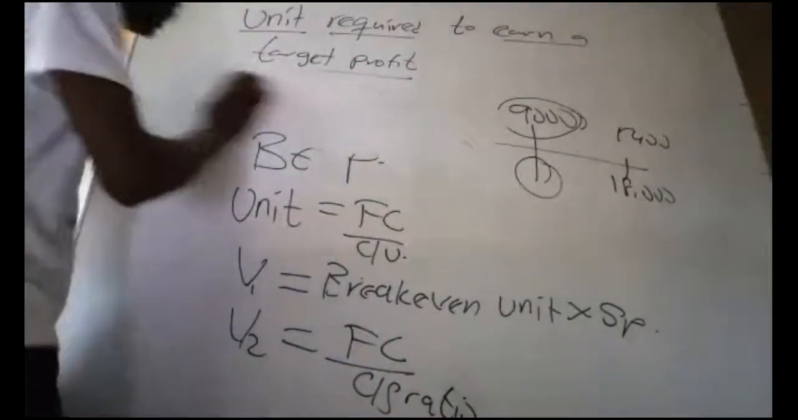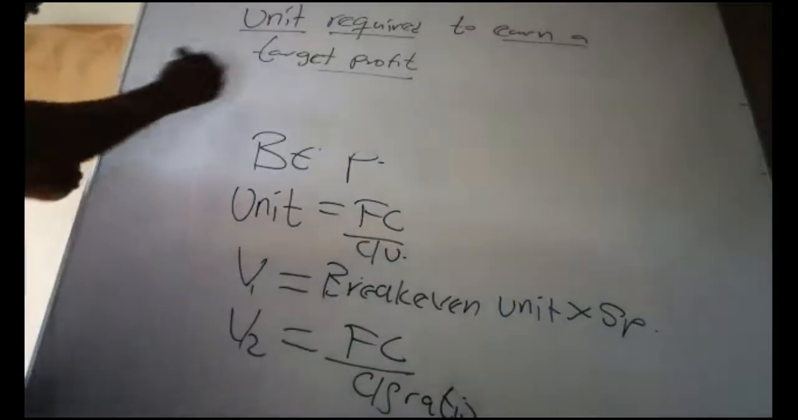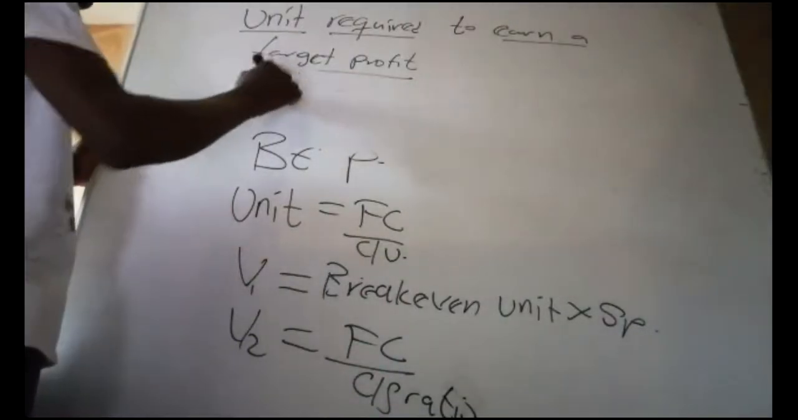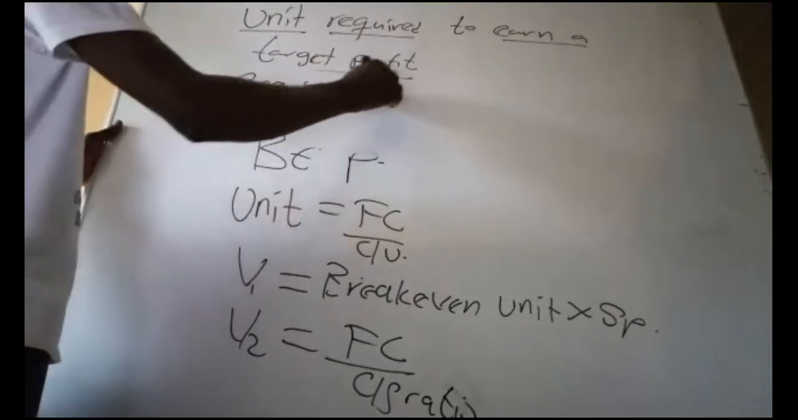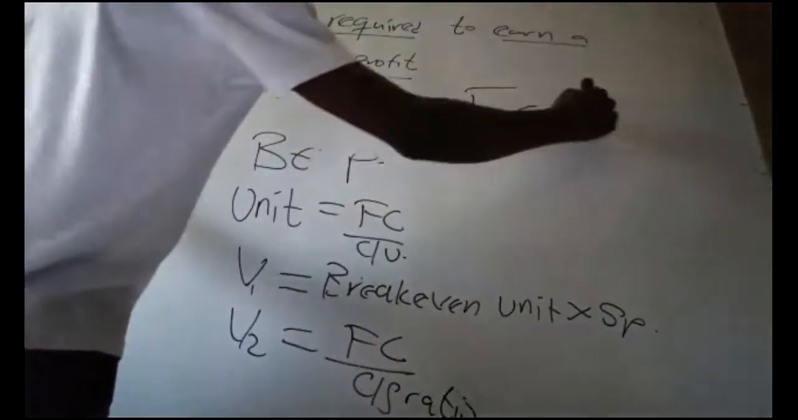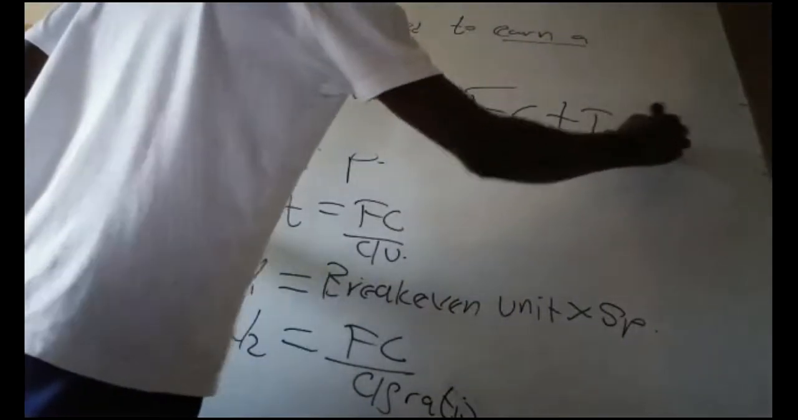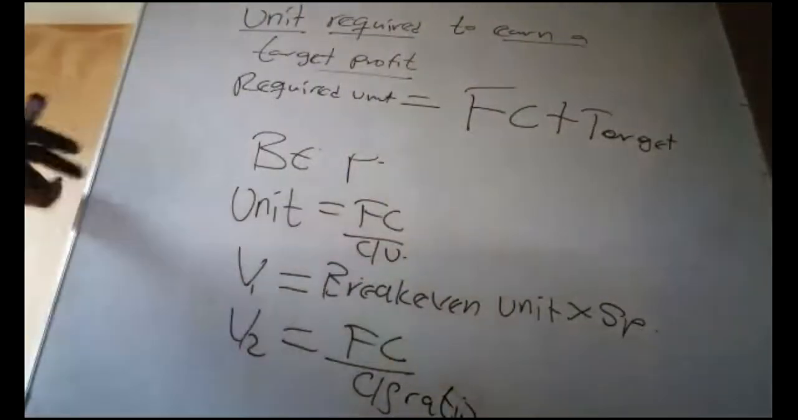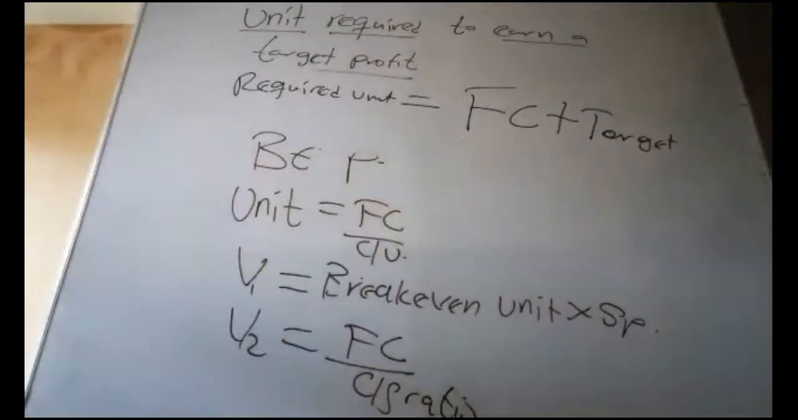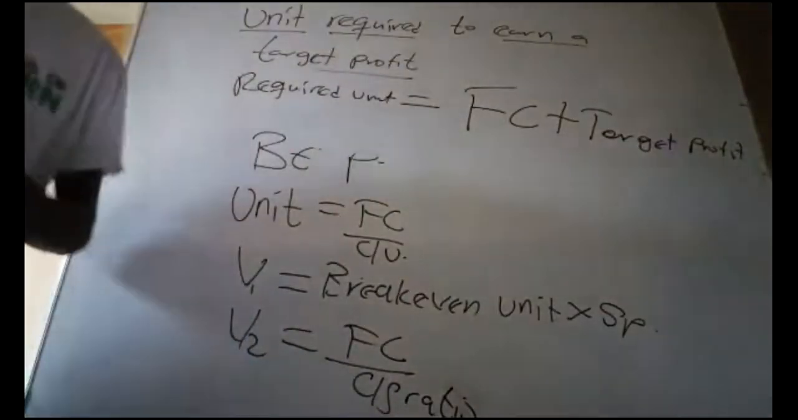So the formula will be like this. Like I said, these are purely formula works. So the required unit is equal to the fixed cost plus the target profit. That's the target profit. Please, target, not my name. The target profit. Like your required margin, your desired margin.